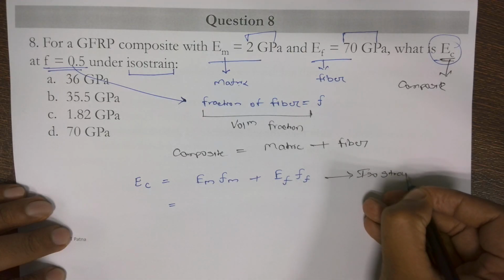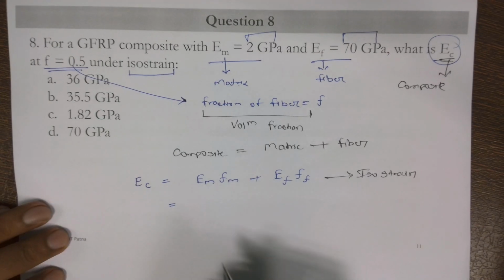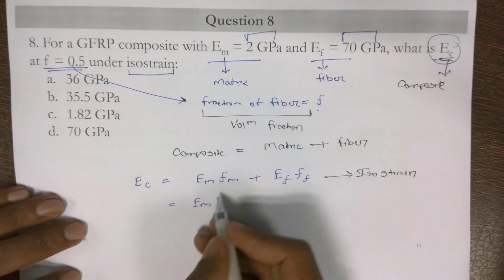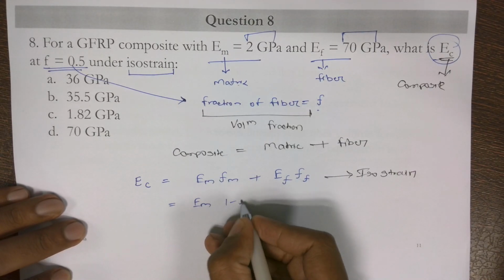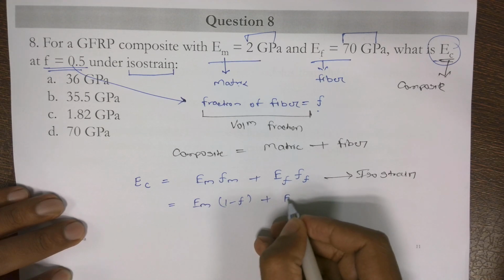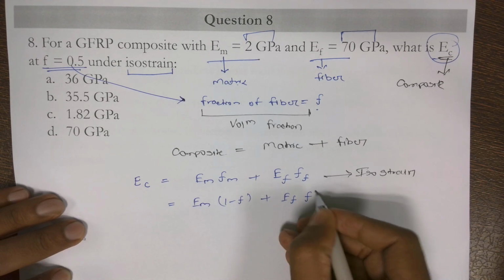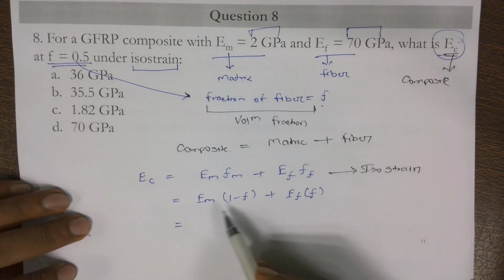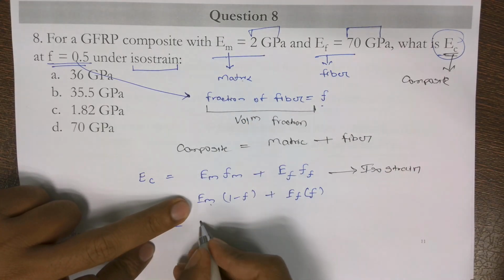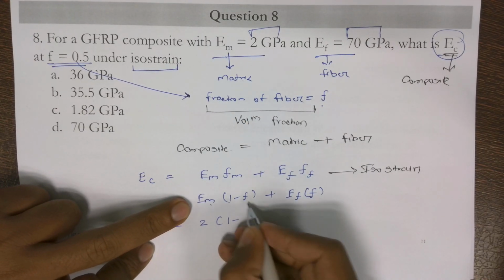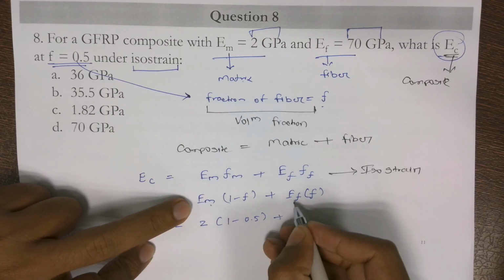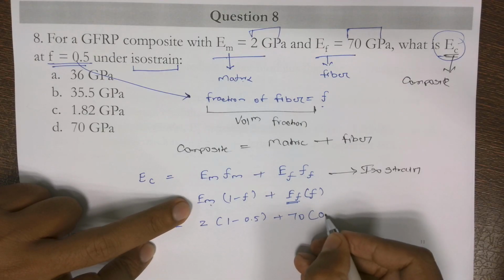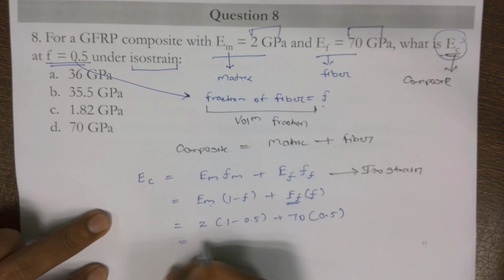Now we can apply our formula. Fraction of the fiber is f, so fraction of the matrix will be 1 minus f, plus modulus of the fiber times f. Now we can substitute the values. We know all the values from here. Modulus of the matrix is 2 GPa, 1 minus f is 0.5, plus modulus of the fiber is 70, and again the fraction is 0.5. Okay, we can easily do this.